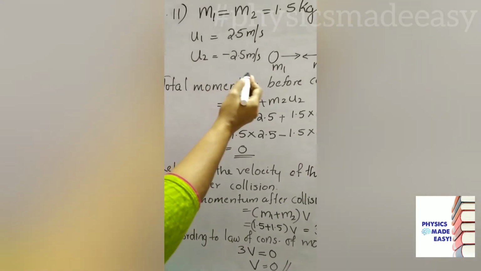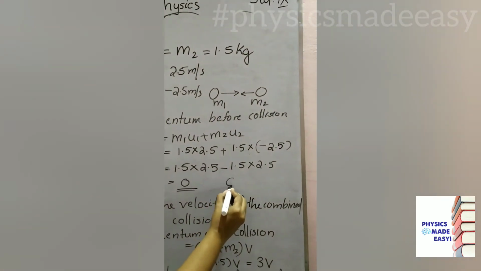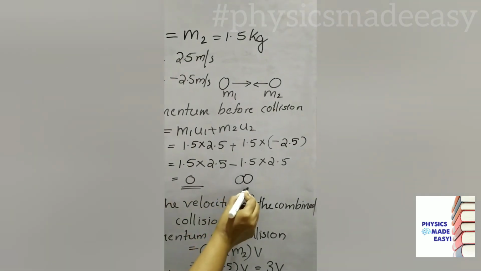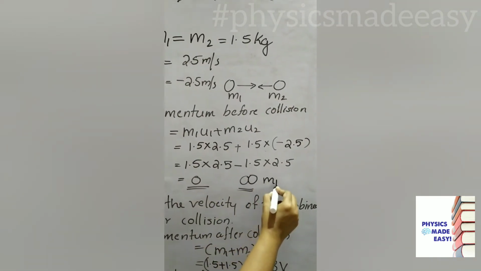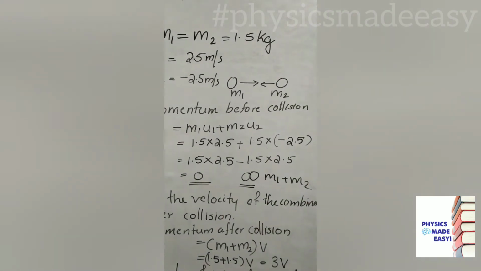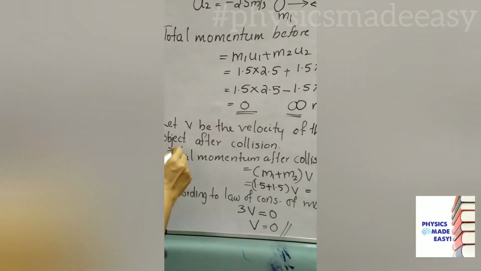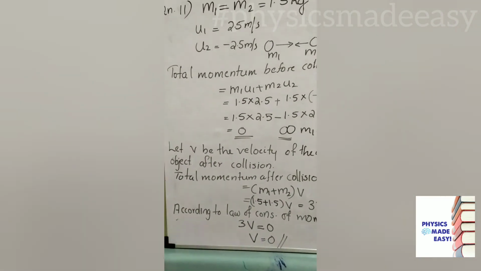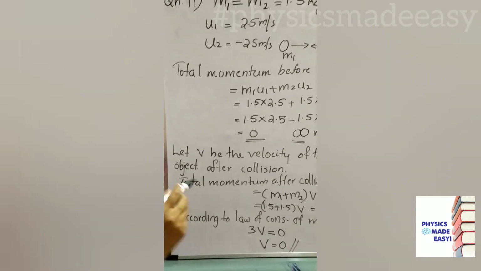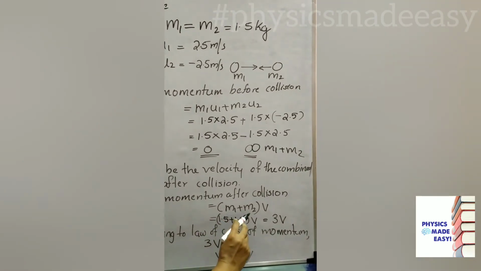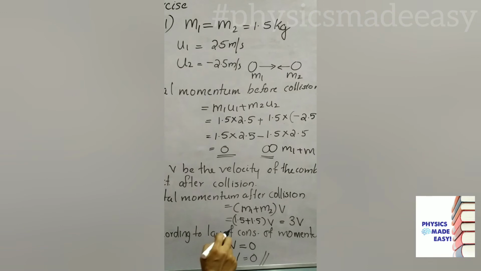Then after that collision, what is happening? These two masses stick together. Then we can say this is a combined object. Then the total mass will be M1 plus M2. Masses of the two objects we have to add there. Then let V be the velocity of the combined object after collision. We can find the total momentum, that is equal to M1 plus M2 into V. 1.5 plus 1.5 into V is equal to 3V.